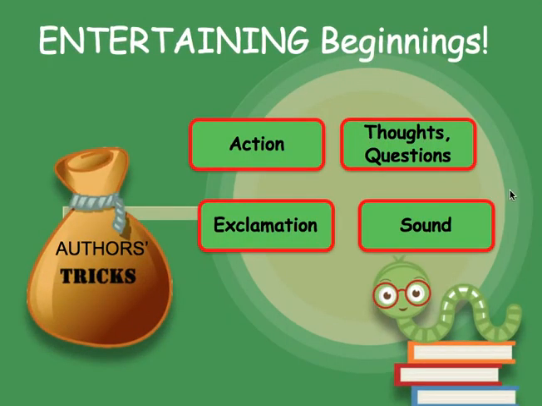Entertaining beginnings. Here are all four of the tricks that authors use. Action. What would the character do? Thoughts or questions. What is the character thinking about or worrying about? Exclamation or dialogue. What does the character say? Or a sound. What does the character hear?